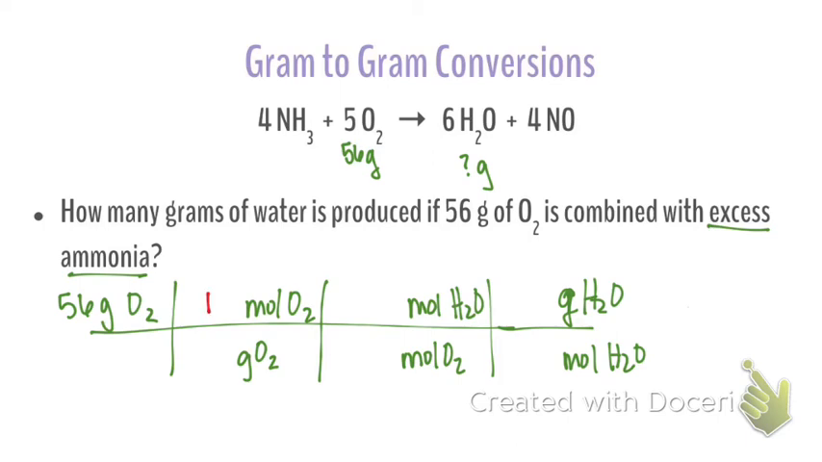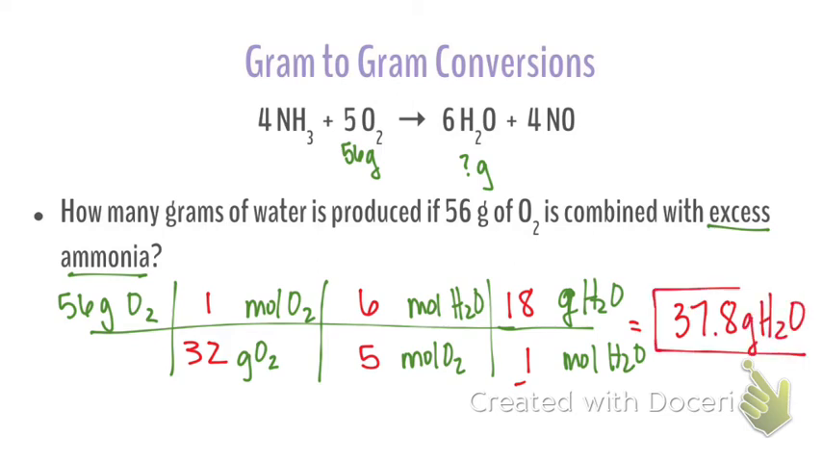But I know that 1 mole of O2 weighs 32 grams. I know the mole ratio for O2 is 5 and for water is 6. And I know 1 mole of water weighs 18 grams. And so I got this value for my answer. So you can tell me if that's close to what you had or not.